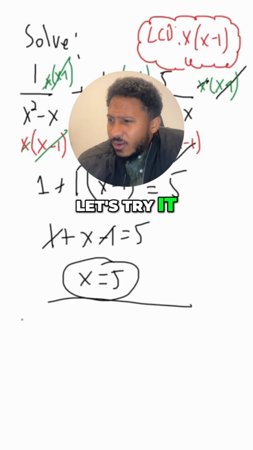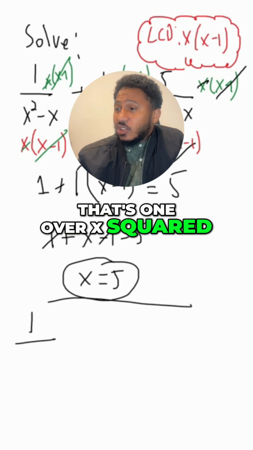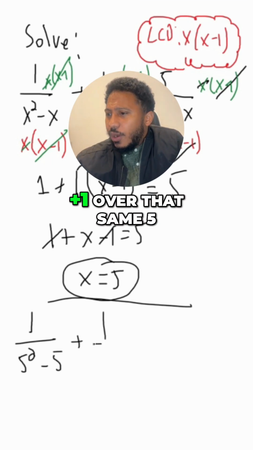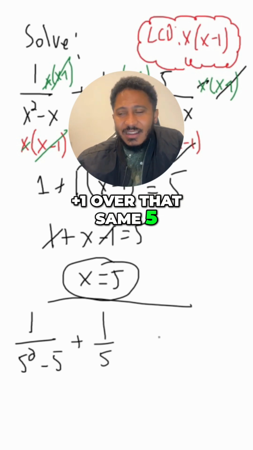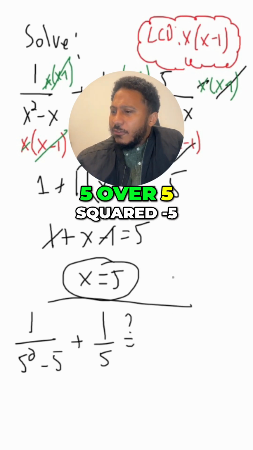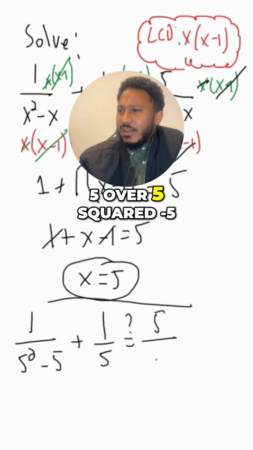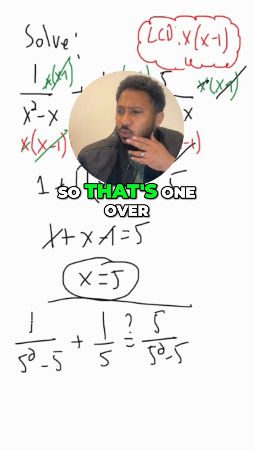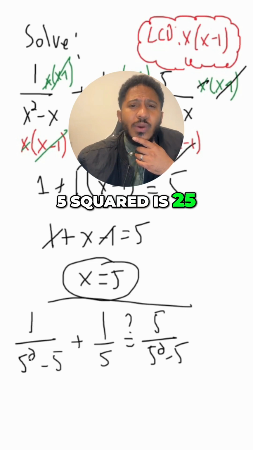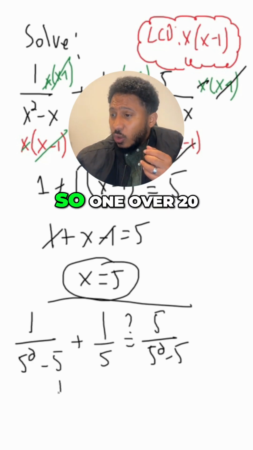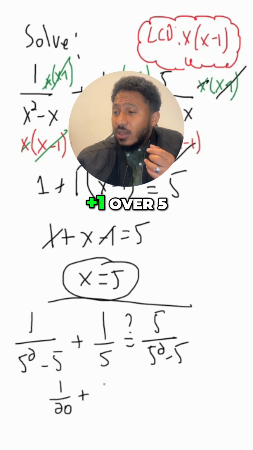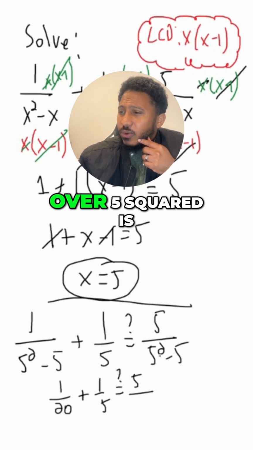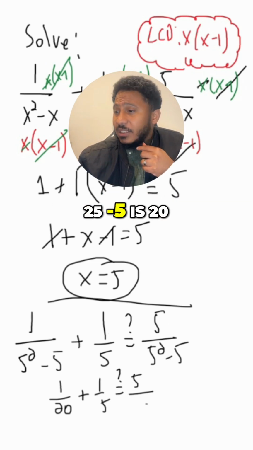Let's try it. Okay, so that's 1 over x squared, so 5 squared, minus x, minus 5, plus 1 over that same 5. And we're asking, is that equal to 5 over 5 squared minus 5? Let's see. We're checking it. So that's 1 over, okay, 5 squared is 25, minus 5 is 20. So 1 over 20 plus 1 over 5. Is that equal to 5 over 5 squared is 25 minus 5 is 20?